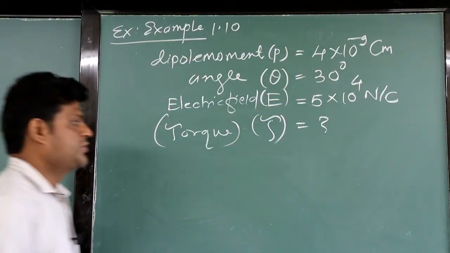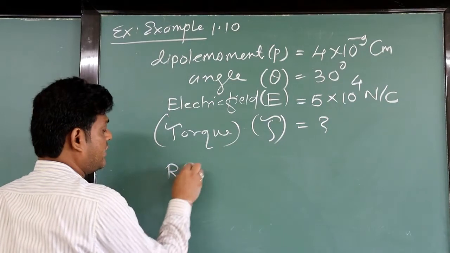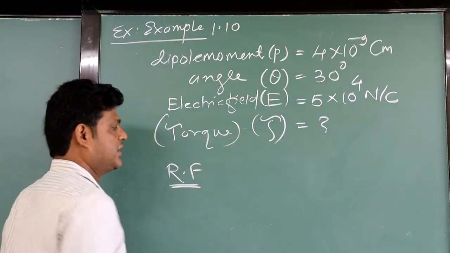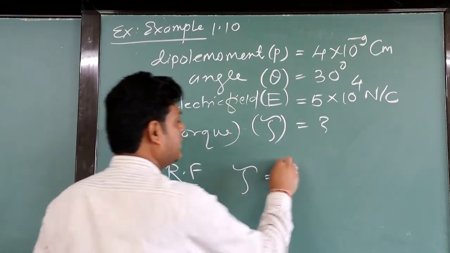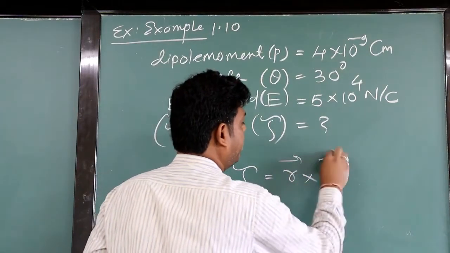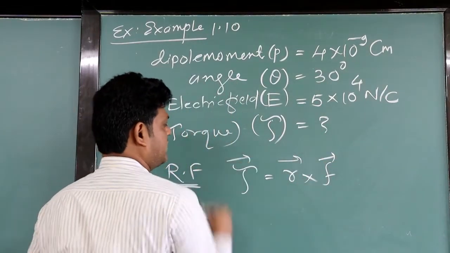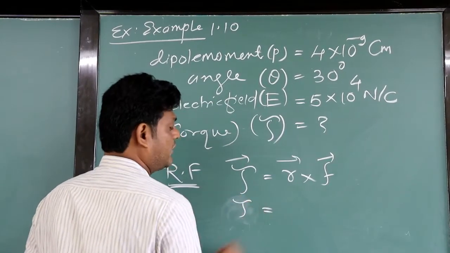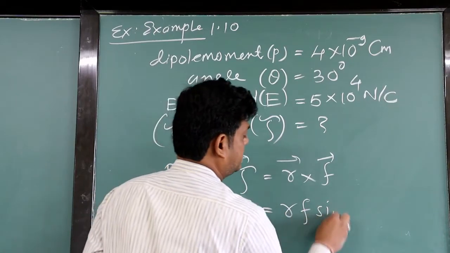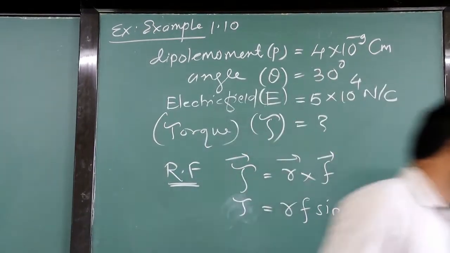Torque equal to question mark. So the required formula, it's a very simple question. The required formula for torque is torque equal to r cross F, we can write r vector cross F vector, right? Torque is a vector quantity, so torque equal to what we can write? So torque equal to r F.